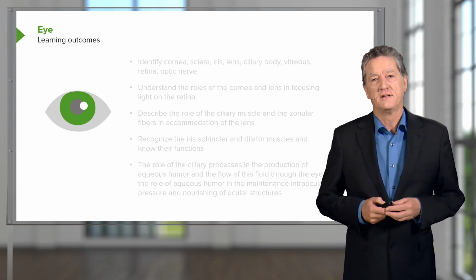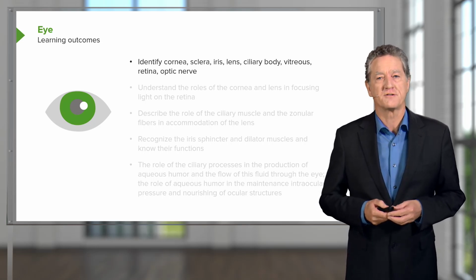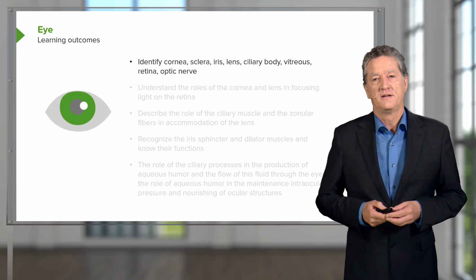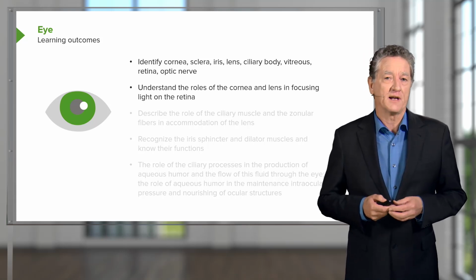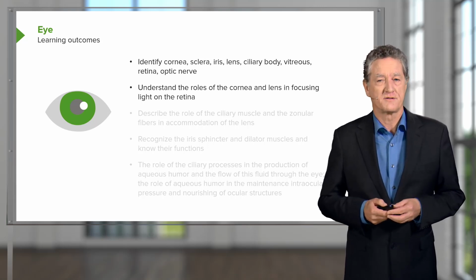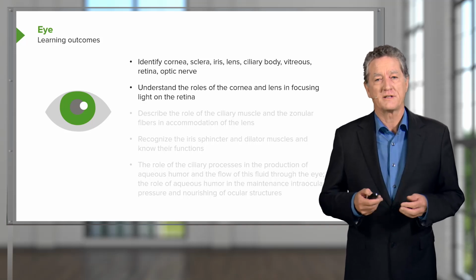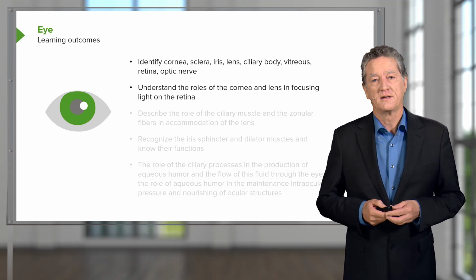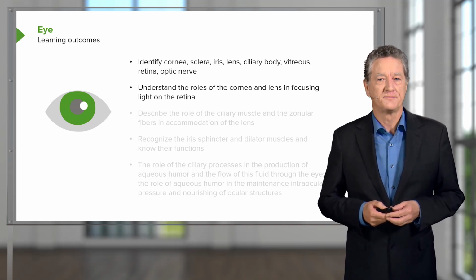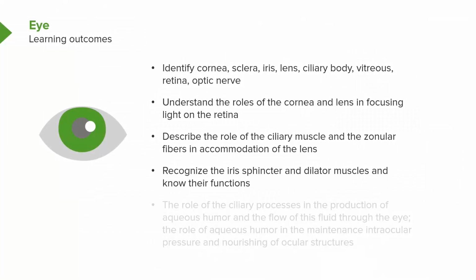At the end of the lecture, you need to understand, or at least identify, the structures that I'm going to talk about. You need to understand the role of the cornea and the lens in focusing light on the retina, and the role of the iris in being a diaphragm and restricting or opening the amount of light going through the pupil to the retina. And I'm going to describe the muscles that change the dimensions of the pupil. And you need to understand the function of those muscles as well.